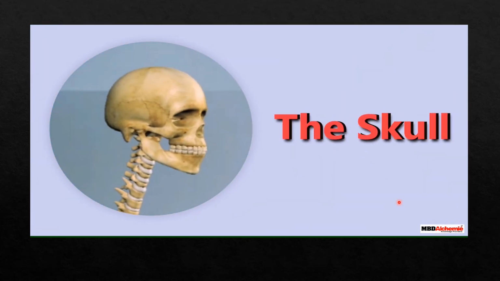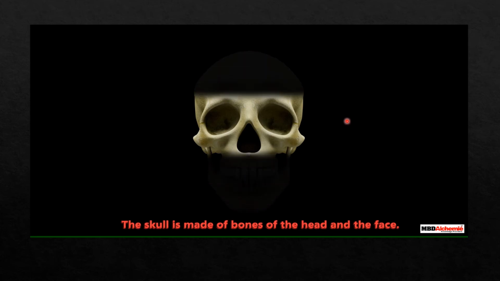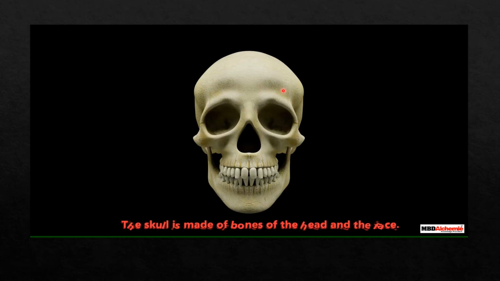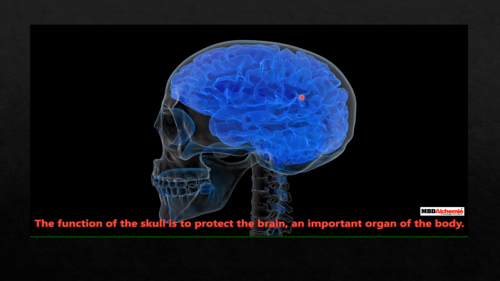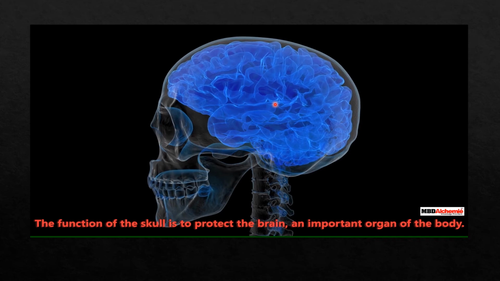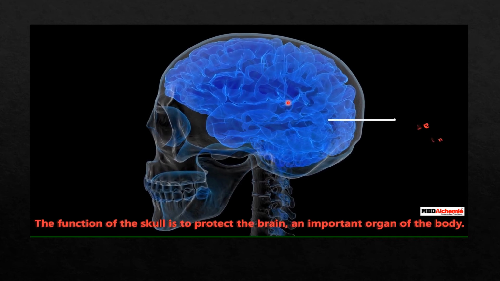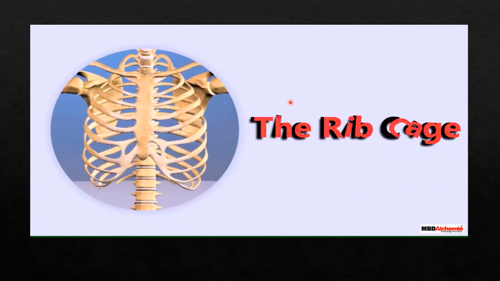Now the skull you can see over here. The upper part is made up of bones of the head and the face. And this is the lower jaw, the only movable jaw, with which you eat, and these are the sockets. Here you can see the nose and eyes, and it protects the most important part, the brain, the important organ of the body.